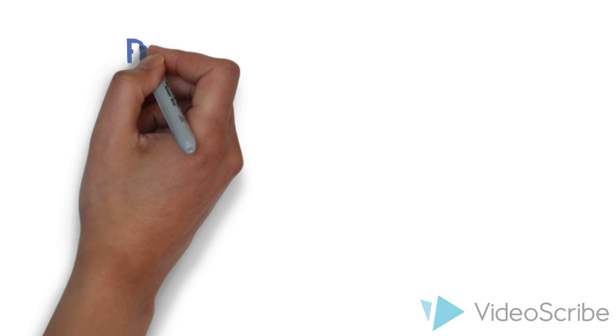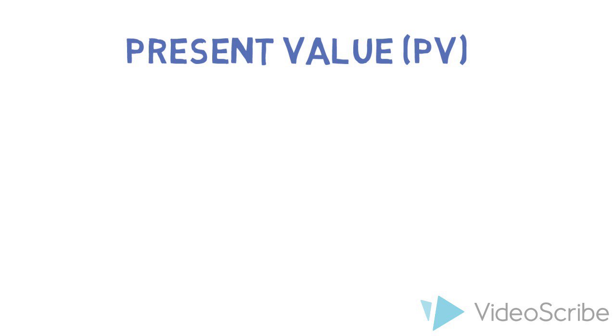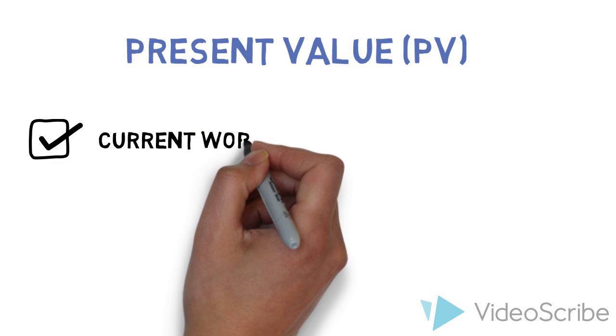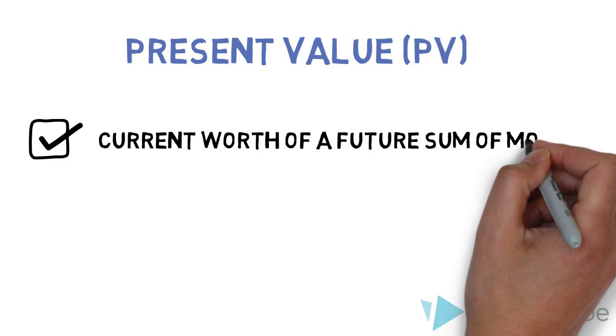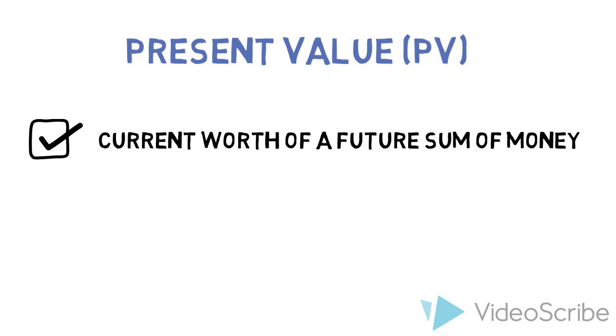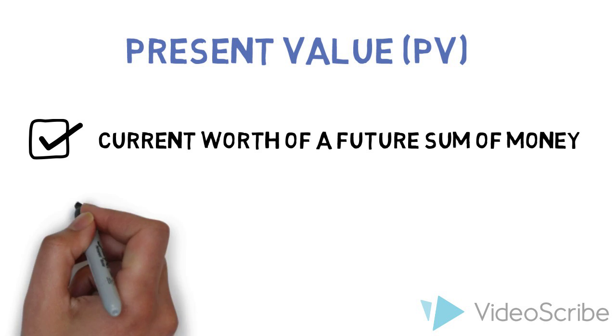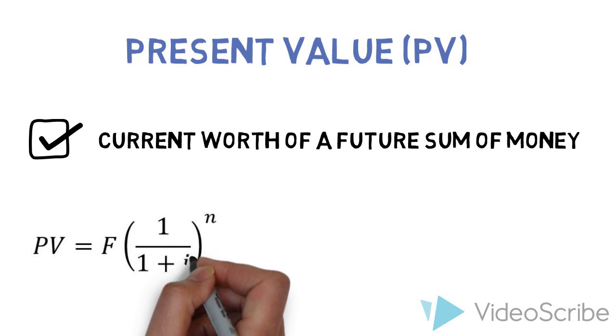Present value is defined as the current worth of a future sum of money or stream of cash flows given a specified rate of return. These future cash flows are discounted at the discount rate. The equation for present value is shown here.